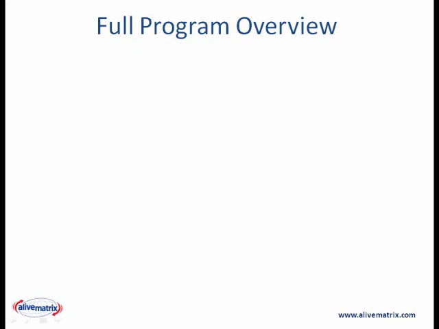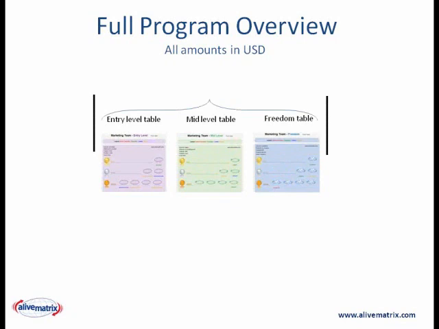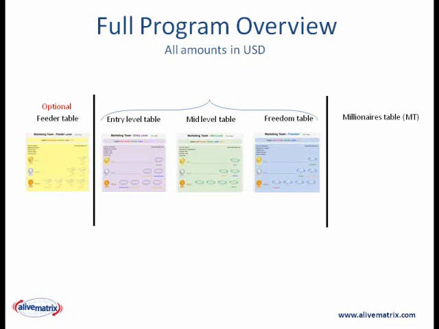Okay, let's have a look at the full program overview now. All amounts are in US dollars. We have the entry-level table, mid-level table, and freedom table. This is what we call the main program. And here on the left-hand side we have the feeder table, which is optional, and on the right-hand side we have the millionaires table.